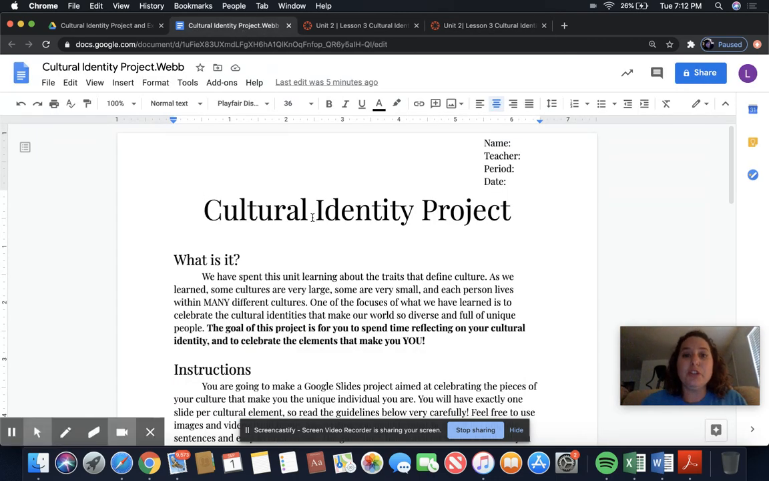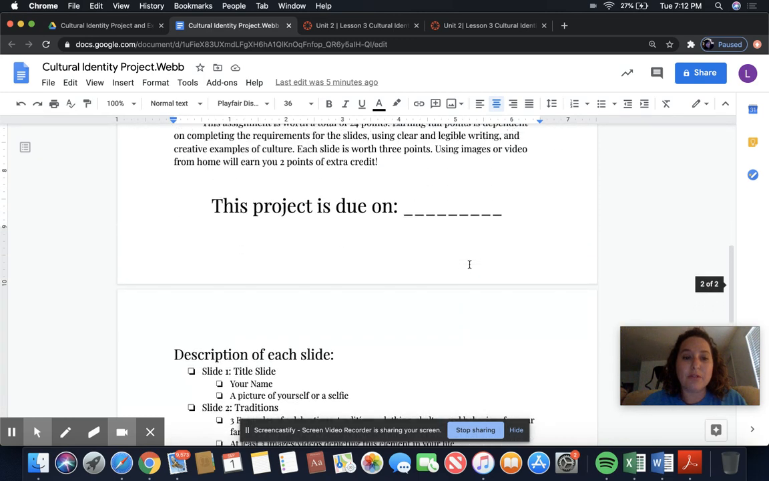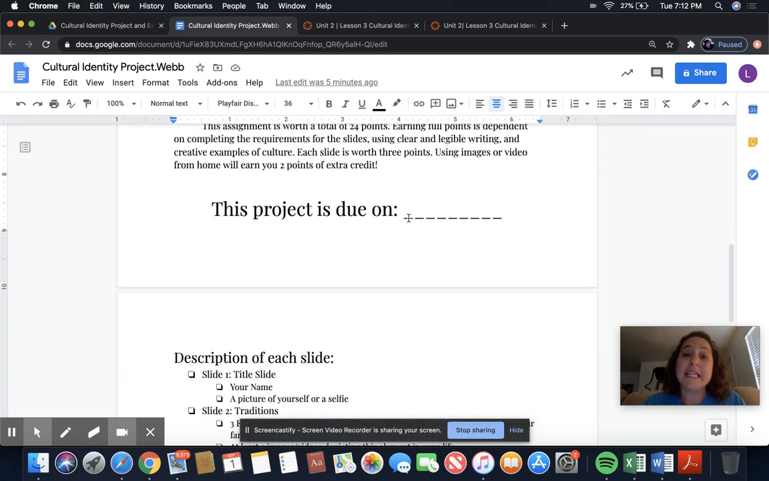All right, so in front of you, you should have the directions and you should have the rubric on the back side. So this is a lot like the MAP project, right? Where I gave you my expectations, and on the back of that, I gave you my rubric. So go ahead and put your name, put your teacher, this is Webb, put what period you have me, and the date today, okay? And then if you want to go all the way down right here, I want you to put the date that it's due.